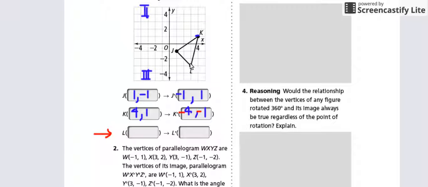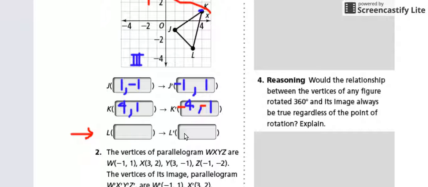Okay, where's L at? How many rotations? So 1, 2. What quadrant are you at? So those are your signs. Okay, so I'll give you some time. I'll go ahead and pause this so that you guys can have some time.